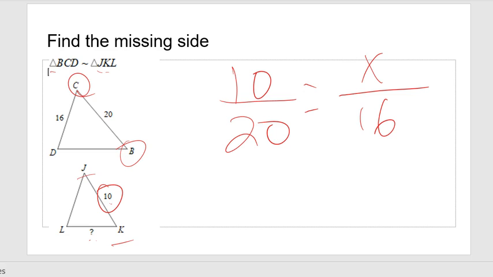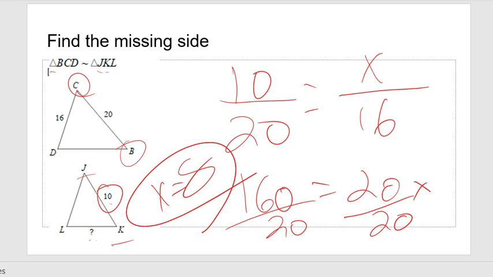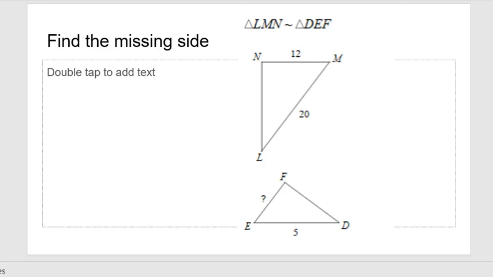And remember, this is not the only way to set it up. You can set it up multiple ways. The biggest thing is that this has to be the same. It has to be 160 equals 20x. Now, if you switch around and make it 20x equals 160, that's okay as well, as long as you have 160 and 20x on either side. Divided by 20, you get x equals 8. There we go. Next one.